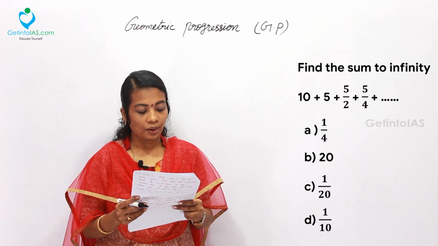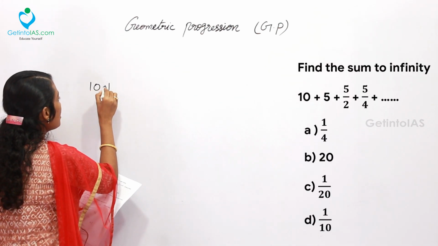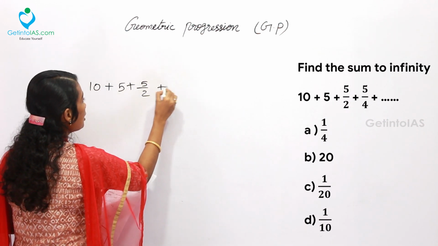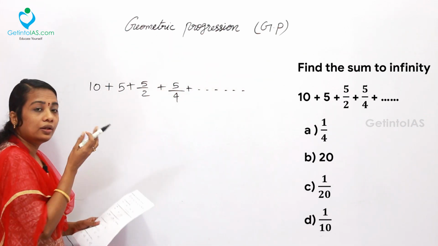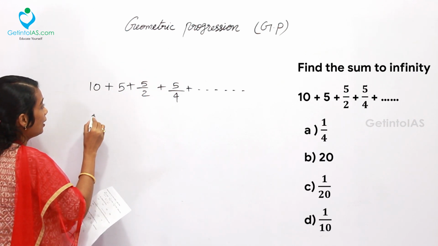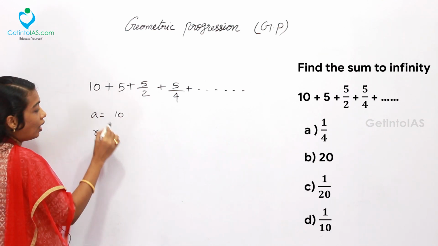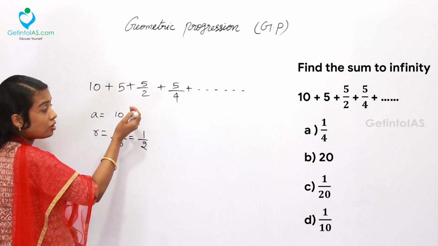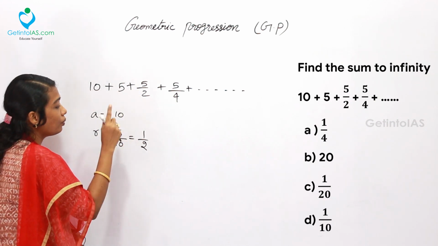The next question: find the sum to infinity of this decreasing series, 10 plus 5 plus 5 by 2 plus 5 by 4 and so on up to infinity. In this, you have to find the sum of all the values. Let's find A, which is 10 here. What is R? R is 5 by 10, which is 1 by 2. I am also cross checking with 5 by 2 divided by 5, which is 5 by 2 into 1 by 5, which is also 1 by 2.